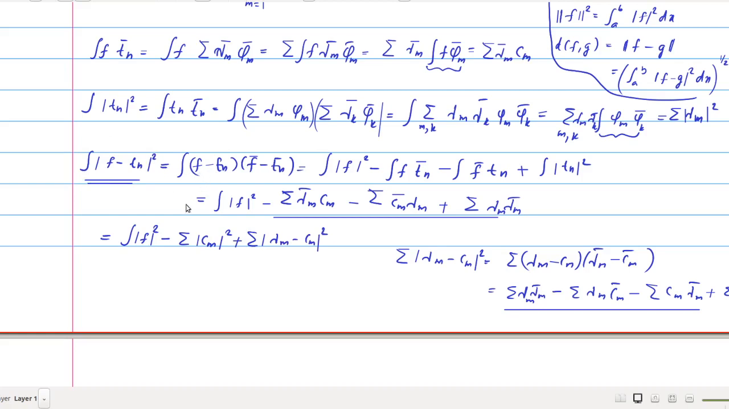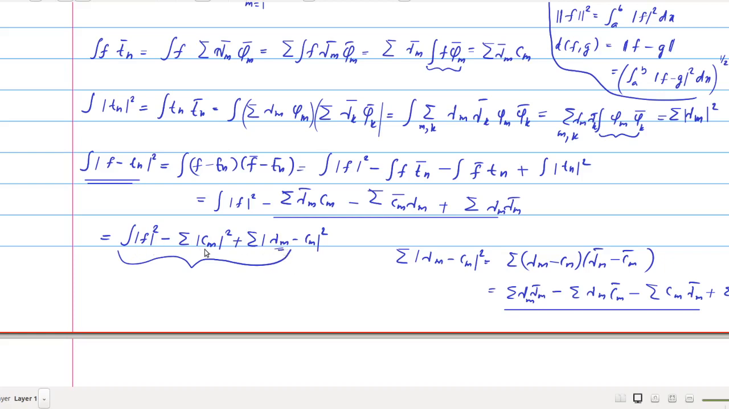Then we need to minimize this distance. We need to prove that this distance is minimum if we replace Tn by Sn. So if we replace this, we need to find the minimum value of these quantities: mod f square minus summation Cm square plus summation gamma m minus Cm square. If you consider this term, gamma m is the only varying term. Gamma m is the arbitrary coefficients. When you change gamma m, we need to replace this Tn by an arbitrary sequence of partial sums. That means we need to replace this gamma m by an arbitrary sequence.